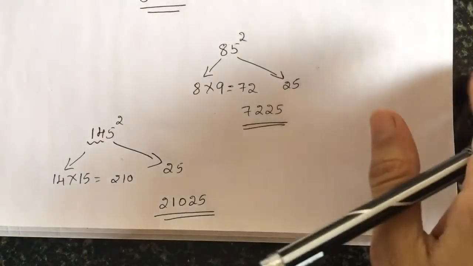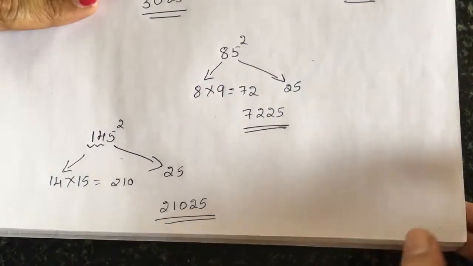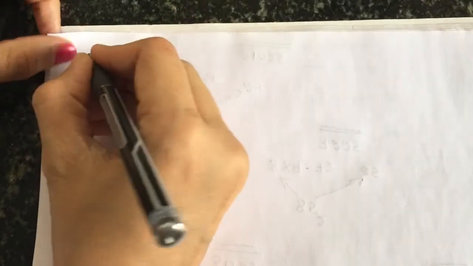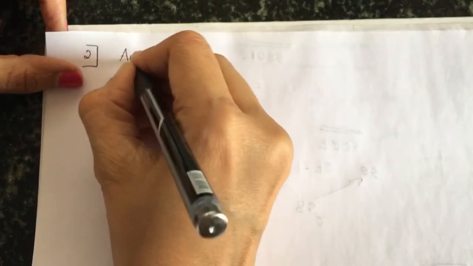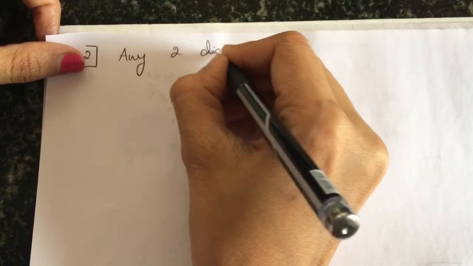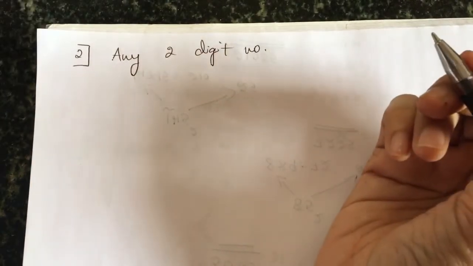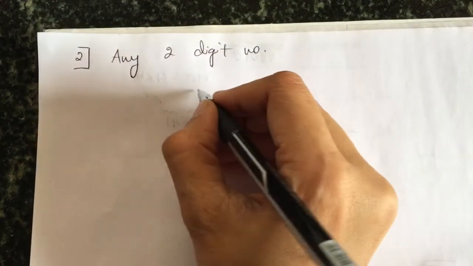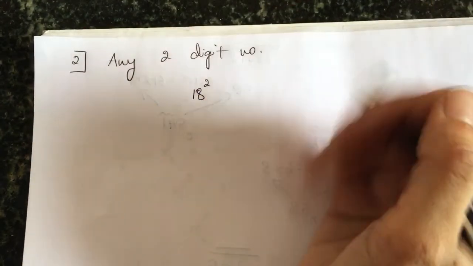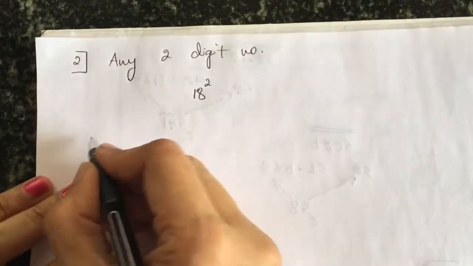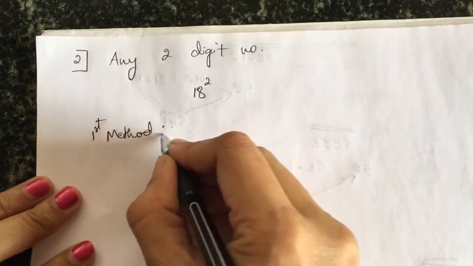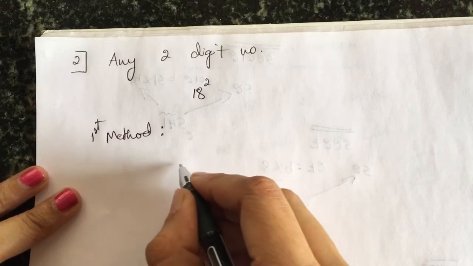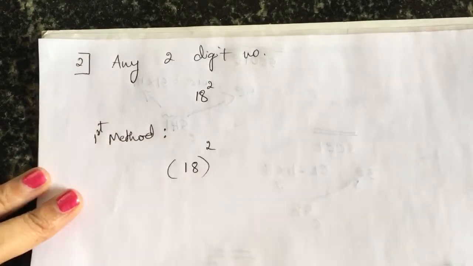Now suppose you have any 2-digit number. Not necessary that it should end with 5. Any 2-digit number is there and you need to calculate the square of that very easily without doing actual multiplication. Say suppose you have the same problem, 18 square. There are 2 methods. I'll explain the first method. You have 18 square. Write it like this.